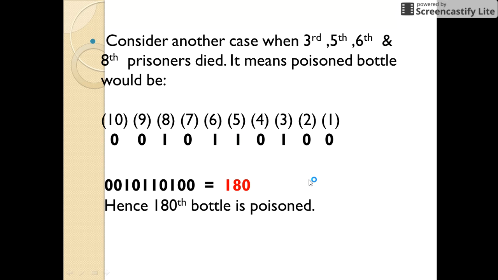In this way, we can find out which of the bottles was poisoned with the help of 10 prisoners within 24 hours.